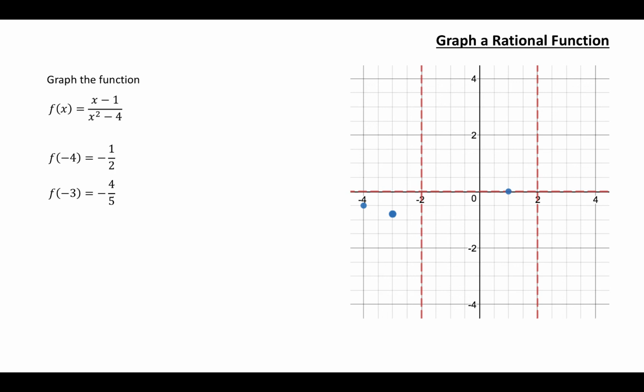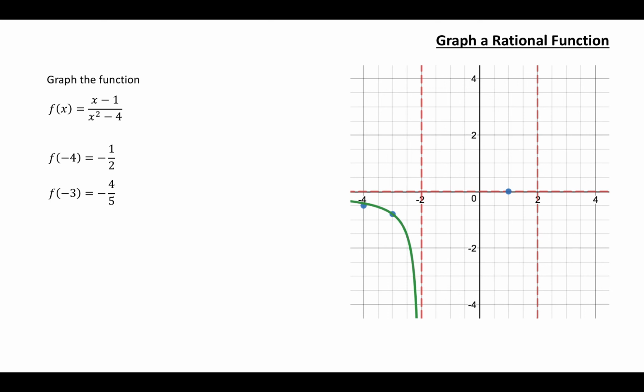We know that the graph must approach the asymptotes, and it doesn't cross the horizontal asymptote at any point other than the point (1, 0). This means that for x values that are less than negative 2, the graph would be a curve that approaches both the horizontal asymptote and the vertical asymptote below the x-axis.